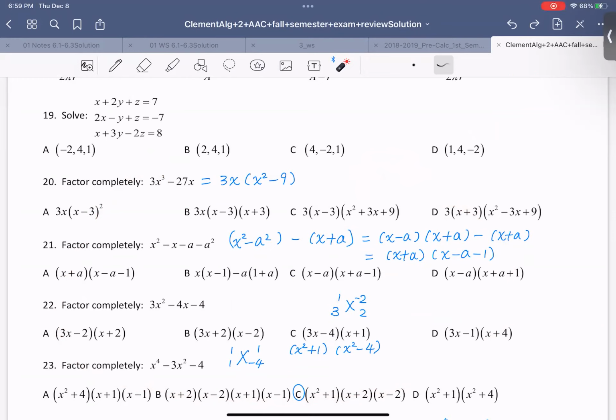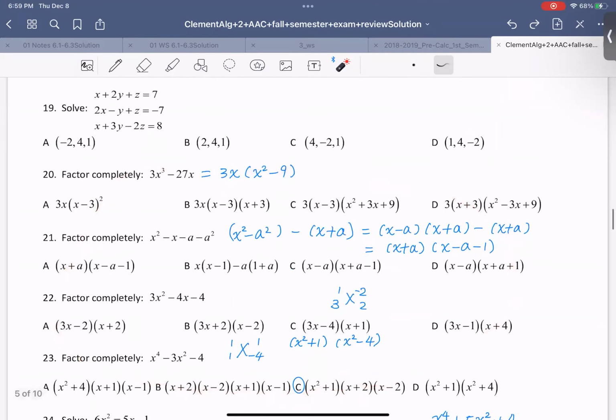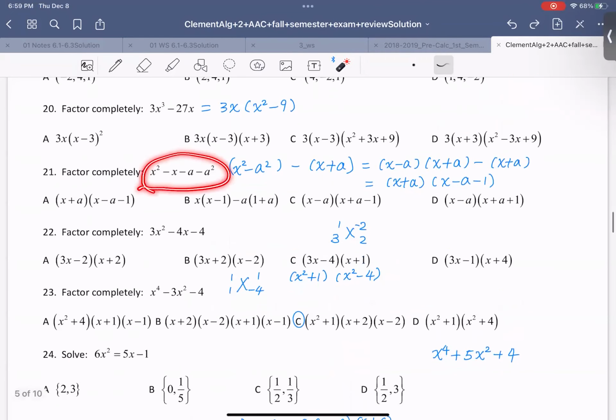Factoring. You take 3x out, you have x squared minus 3. So you have x minus 3, x plus 3. And then over here, you have x squared minus a squared minus x plus a. So you have x minus a times x plus a, and then minus x plus a. This is our regrouping. This has a common factor. You take it out, you have here minus 1. That's it.